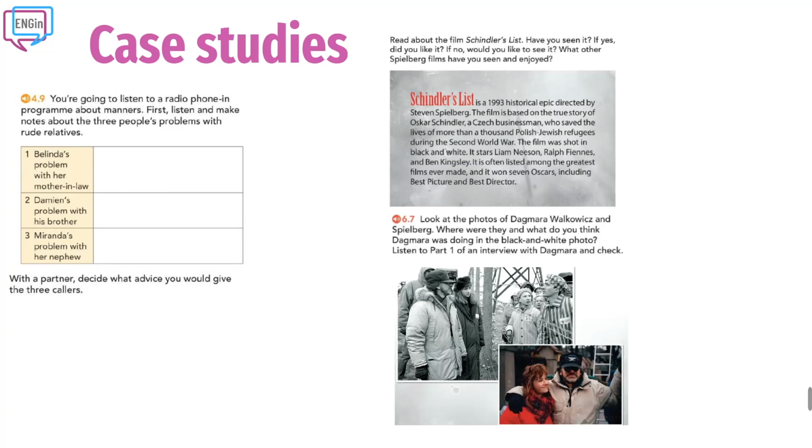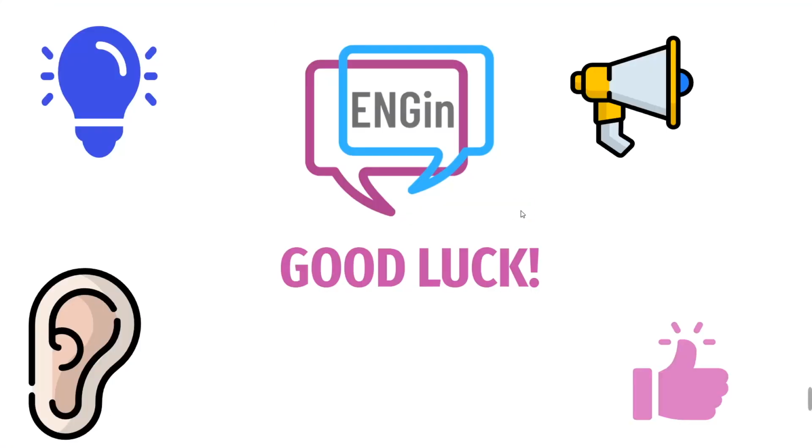So there is a pre-listening part, we make an introduction, we make warm-up questions, we have a short paragraph discussing the main information. After that, we have several photos and the questions related to them. Look at the photos. Where were they and what do you think Dagmar was doing in the black and white photos? Listen to part 1 and check your predictions. After that, we may have follow-up questions and other different activities mentioned in our video.